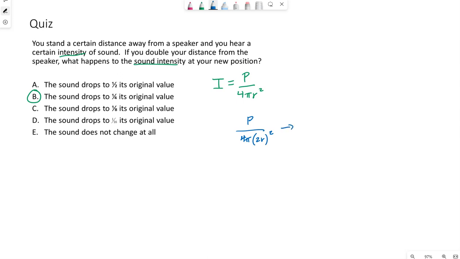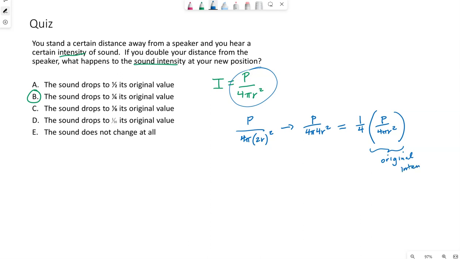Well, 2 squared gives me a 4. If I factor out that 1/4, that leaves me with the original power over 4 pi r squared I had. So this in parentheses represents the original intensity. By doubling our distance, this difference is that 1/4. So the sound intensity drops to 1/4 of what it was originally.